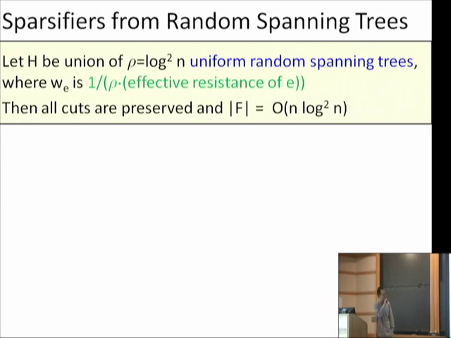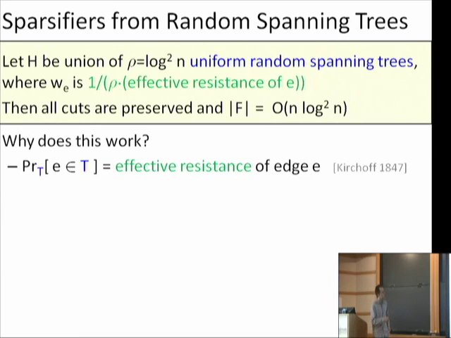Let me just say a few words about random spanning trees. The theorem we get there is that if I set rho to be log squared n, and I take rho uniformly random spanning trees of the graph, then I create a sparsifier where each sampled edge e is weighted by 1 over rho times the effective resistance of e. Then we get a sparsifier: every cut is preserved, and the number of edges is n log squared n. So why does this work? As I said before, the probability of any edge being in the spanning tree is just equal to its effective resistance. And that was known to Kirchhoff in 1847.